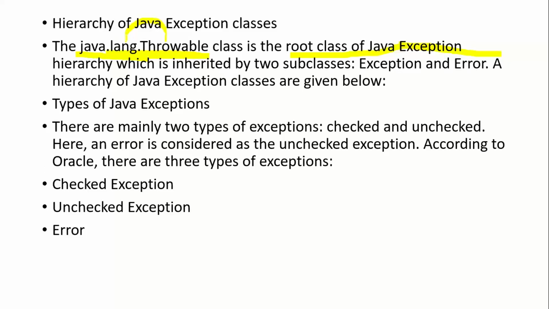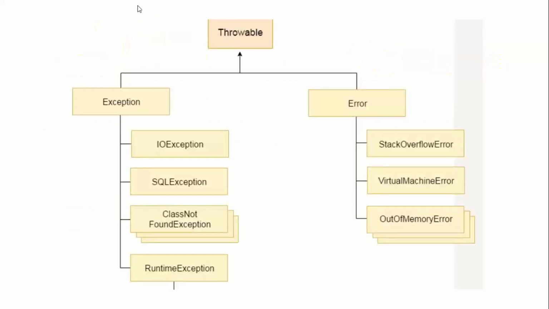This Throwable class is a part of this lang package. We will see how these classes can be inherited. These two classes, Exception and Error, are inherited from this Throwable class. So see here, this is your Throwable class, and these are its subclasses: the Exception class and the Error class.